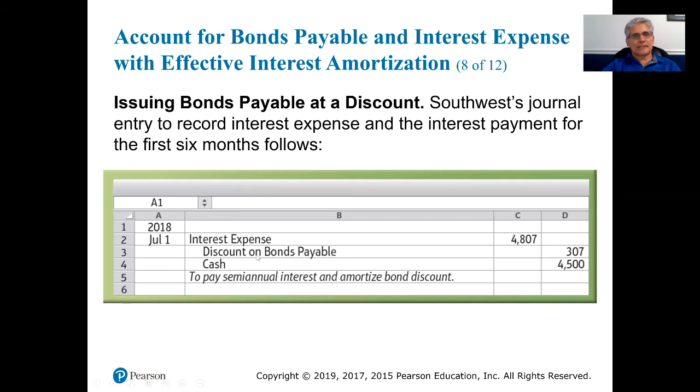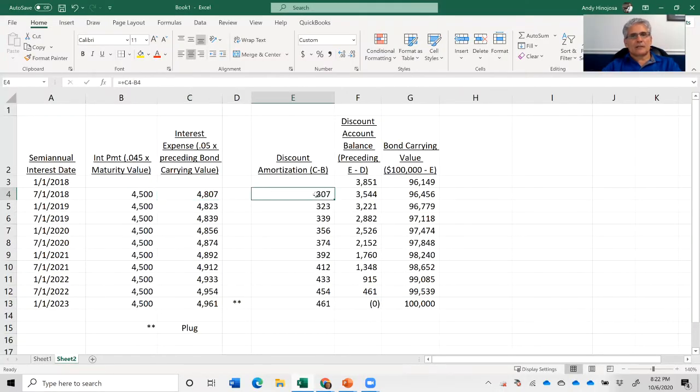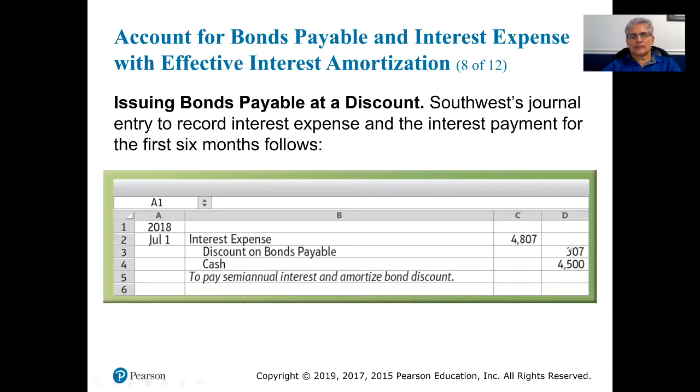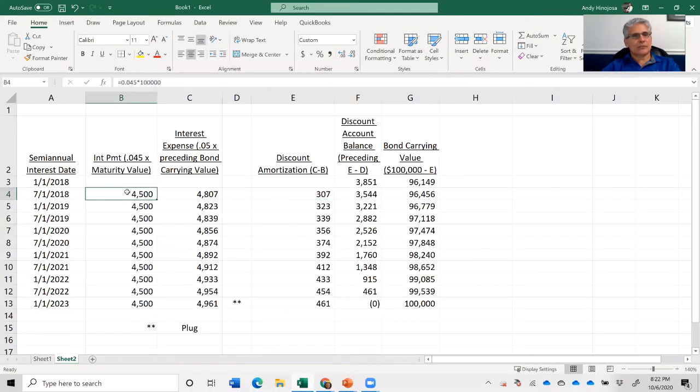We're going to credit discount on bond payable. With the straight line, it was equal every time, but now we know that's not the case. On the July 1st payment, let's look up what the discount amortization is. $307. Boom, there it is, $307. We'll take the difference between these two, and we're going to come up with a cash amount of $4,500, which is exactly what we showed here, $4,500.